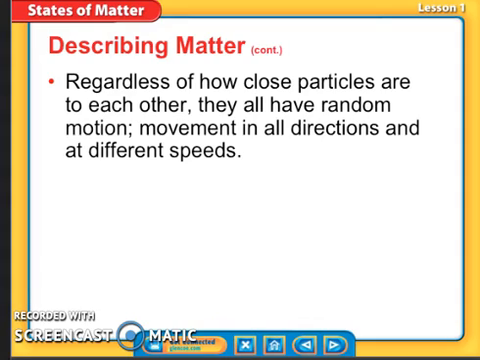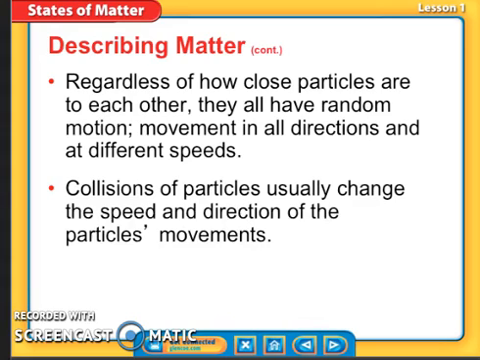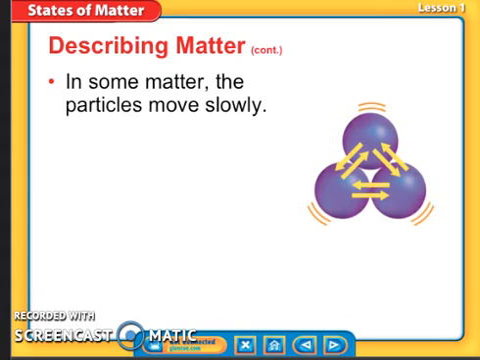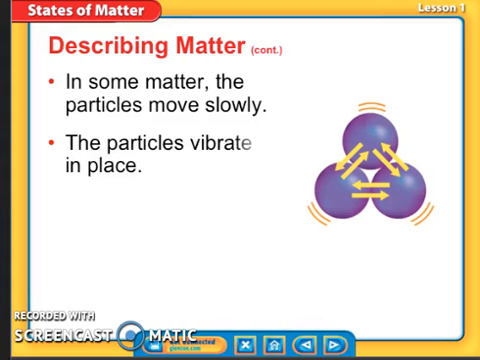Now, regardless of how close particles are to each other, they have a random motion, movement in all directions at all different speeds. And there are these collisions of particles that usually change the speed and direction of the particles' movements. Okay, so these particles are slamming into each other, or sliding past each other, bouncing around, or really close to each other, vibrating. Now, in some matter, the particles move very slowly, and they vibrate in place.